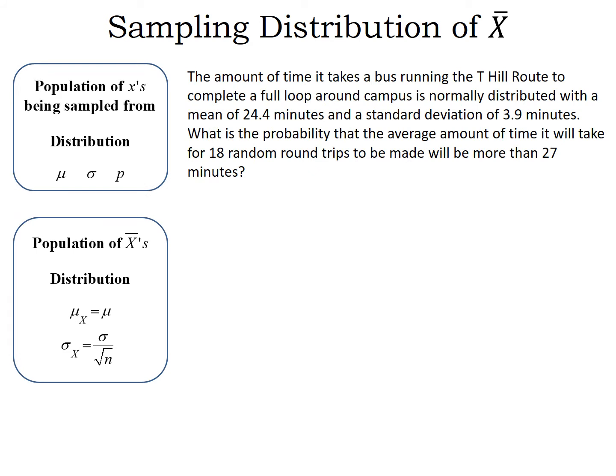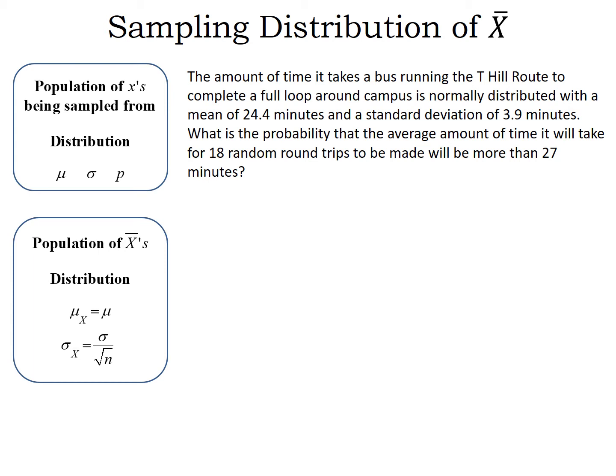Okay, so take a second to read through this. We're going to assume that the T-Hill route takes, on average, 24.4 minutes to circle campus and come back to where it started, with a standard deviation of 3.9 minutes. Okay, so that's the population we are sampling from. We know mu is 24.4, we know sigma is 3.9. So we want to find the probability that the average amount of time it will take for 18 random round trips is more than 27 minutes.